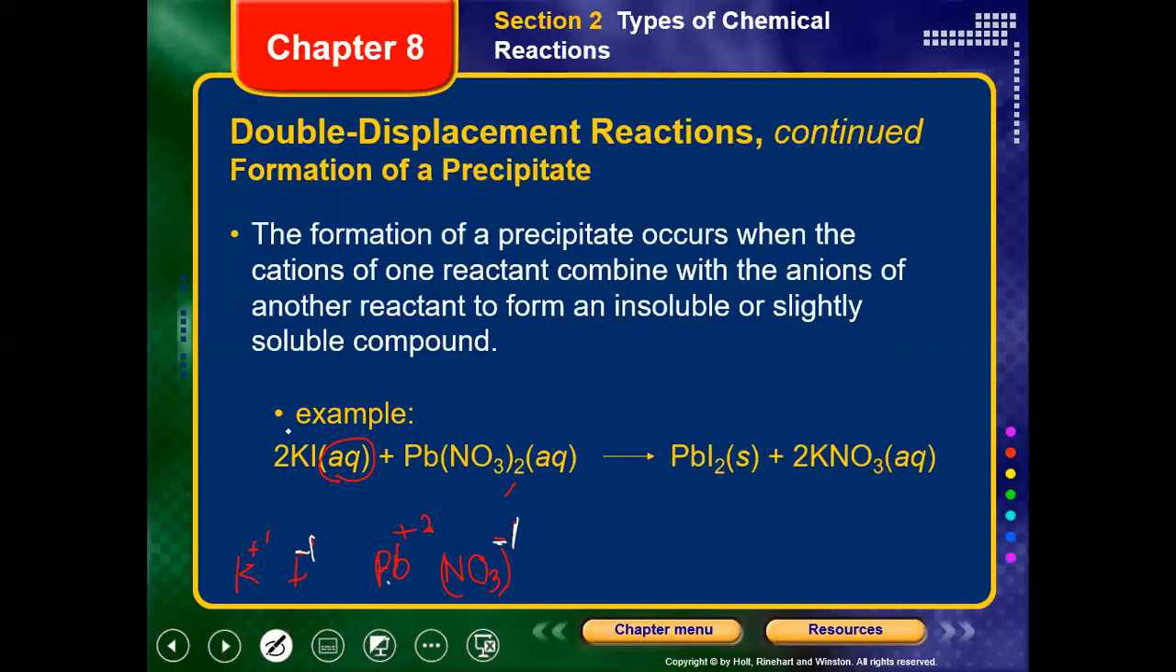The positive ion from the first compound bonds with the negative from the second compound and exchange the charge. So you will get KNO3, 1:1 ratio. And the positive from the second compound bonds with the negative from the first compound, lead iodide, okay? Lead iodide. And you have to balance the chemical equation. One of the products is a solid or a precipitate. You can mention it like this by a downward arrow also.